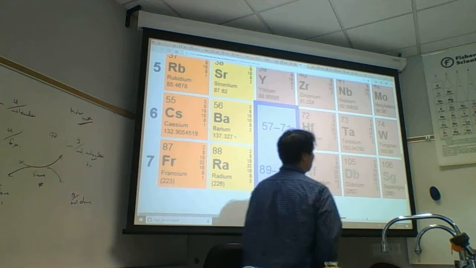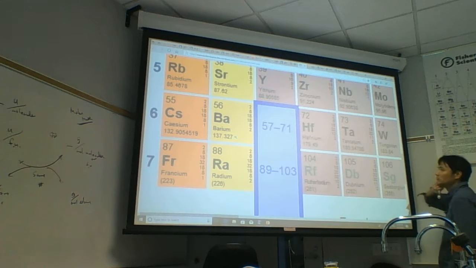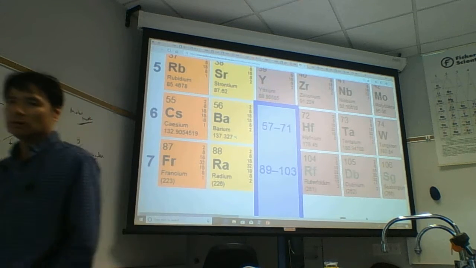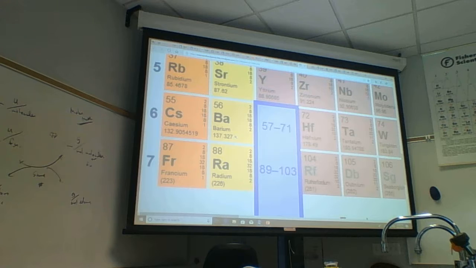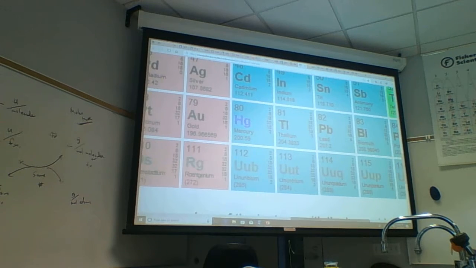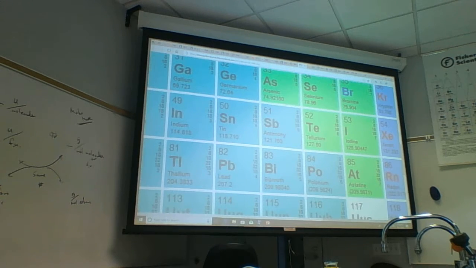I mean, take a look. Barium has how many electrons? 56. Iodine has fewer. It has to do with the electrons. Lead is great at absorbing X-rays. Lead's 82. 53 for iodine.